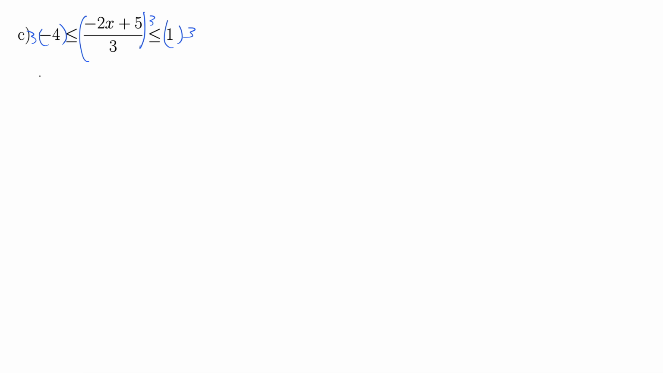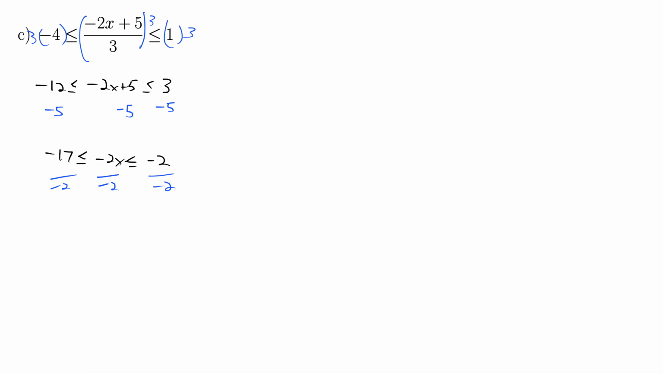Okay, that gives us negative 12 less than or equal to 2x plus 5 less than or equal to 3. Again, we're working our way in towards x. So next I'm going to subtract 5 from all three sides. Okay, so negative 17 less than or equal to 2x less than or equal to negative 2. And finally, we want to divide all three sides by negative 2.